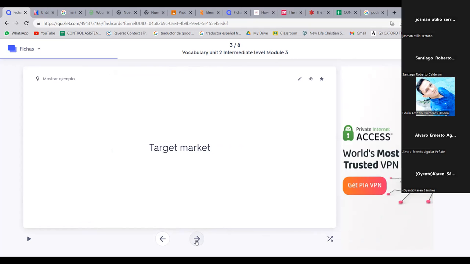What do you think target market is? Target market. It's a specific segment of clients. The company offers the product to this segment. Very good. They have similar characteristics, right? They have similar needs. And in these characteristics is, as Alvaro said, the power of purchasing, okay? The purchase power.